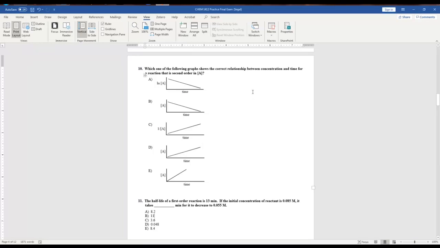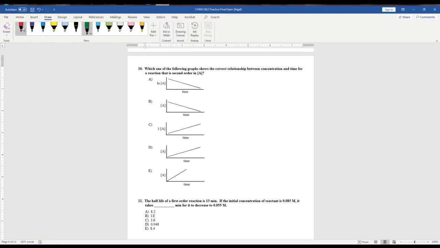It's actually not A. So a zero order... no, actually A is first. So a zero order reaction has an integrated rate law of concentration of A at time t is equal to negative kt plus A initial.